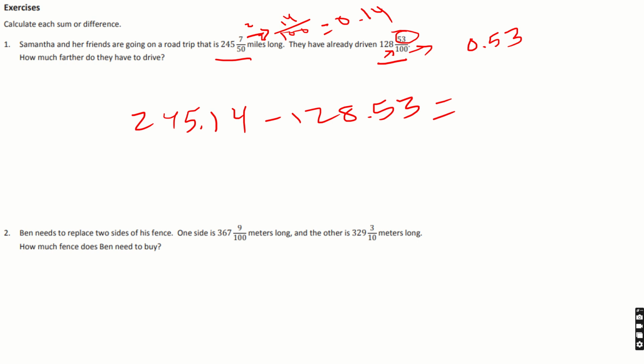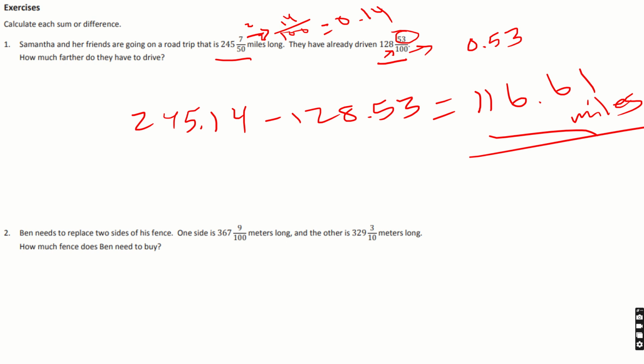And that would give us our remaining distance in the road trip that they're going on, which is 245.14 minus 128.53 is 116.61 miles. That's how many miles they have to go still.